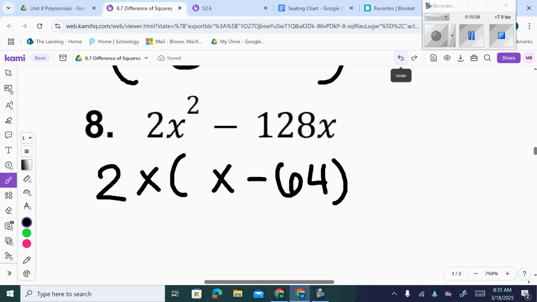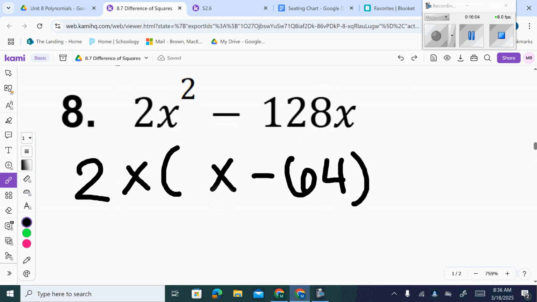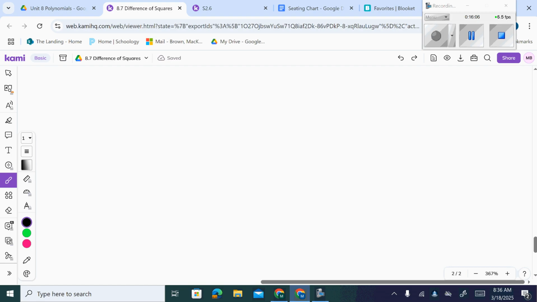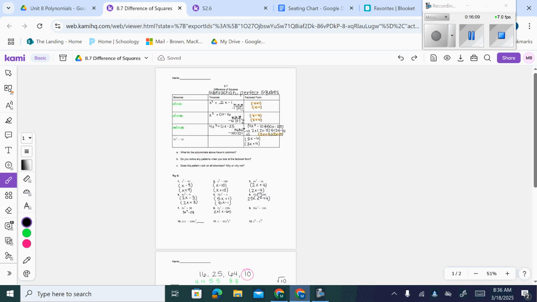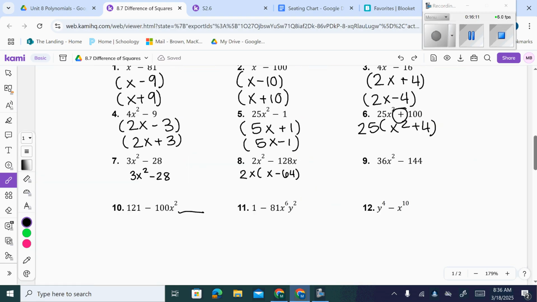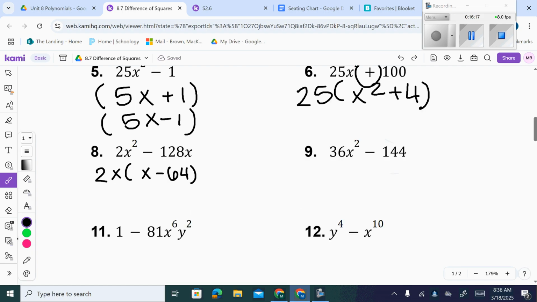Are both of these perfect squares? No. That's a perfect square, right? Yes. It's subtraction, which is good. And is that a perfect square? No. So can you keep going? No. If that was an x what? If that x was squared, you could keep going, but is this x squared? No. Alright, number 9.